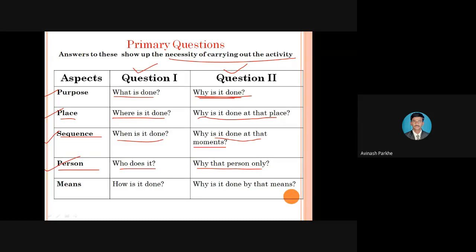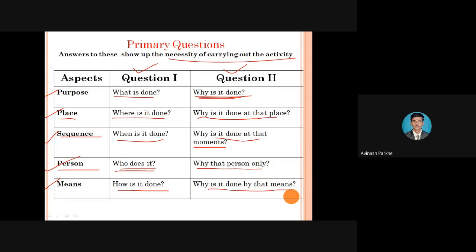Why are the supervisors not selected? So in this particular case, two types of question are there: who is performing the modification, that is the name of the person, and why that person is selected for the modification. And the last question is the means: how is it done, and why is it done by that means.